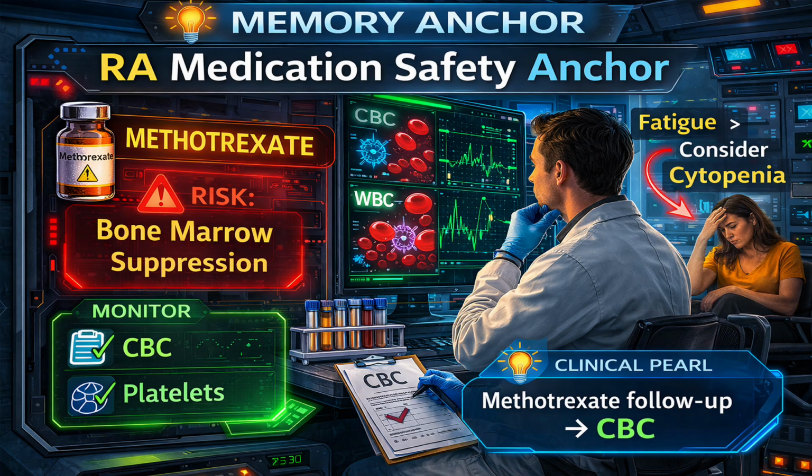Methotrexate is a first-line drug for rheumatoid arthritis, but it does carry an important safety risk, bone marrow suppression. Because of that, patients need regular lab monitoring, especially CBC and platelets. And if a patient on methotrexate reports fatigue, think about possible cytopenia. So the anchor to remember here is with methotrexate, you always want to check a CBC routinely.